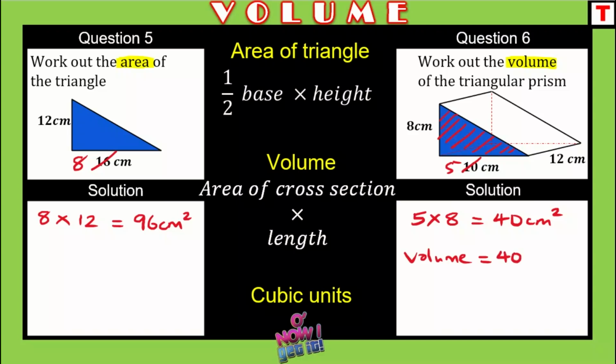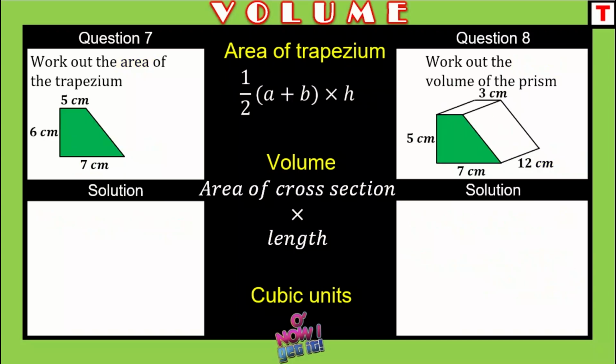this is going to be 40 multiplied by how long the shape is, and we can see here that the shape is 12 centimeters long. So this is going to give us 40 multiplied by 12, which is going to give us 480 centimeter cube, and this would have been the volume of the triangular prism. So well done if you got that question correct. Let's have a look at another shape.